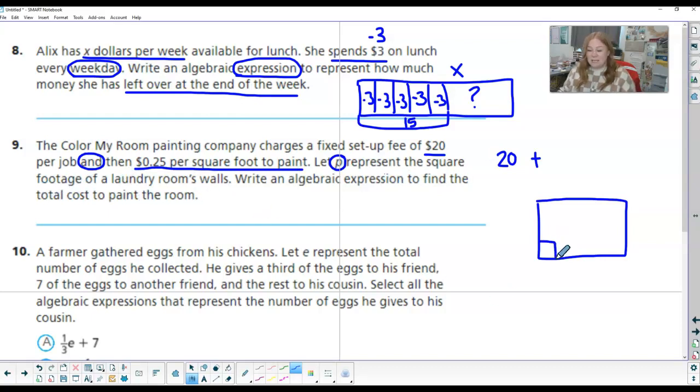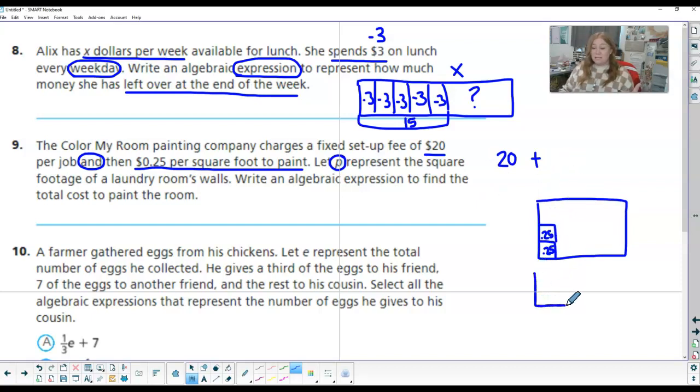So if they paint this little square, it's going to cost them 25 cents. And if they paint this square, it's going to cost 25 cents. And they're doing the same thing over and over and over again. Repeated addition is multiplication. So they're taking 25 and doing it P times. We don't know how big this room is, okay? But this works for any room.